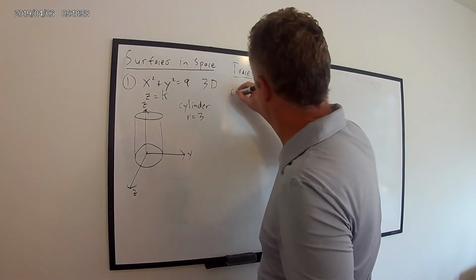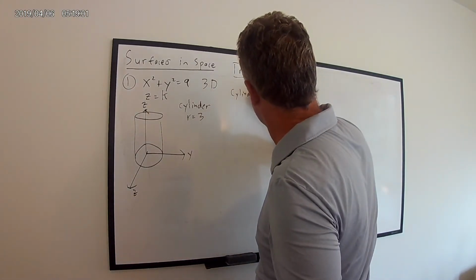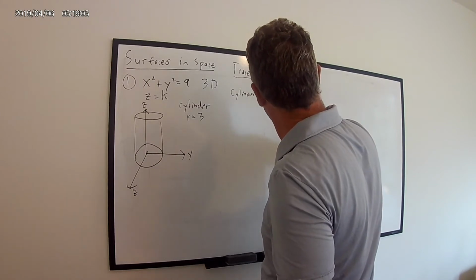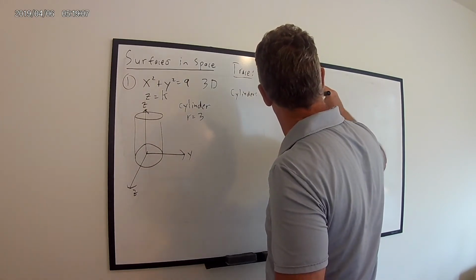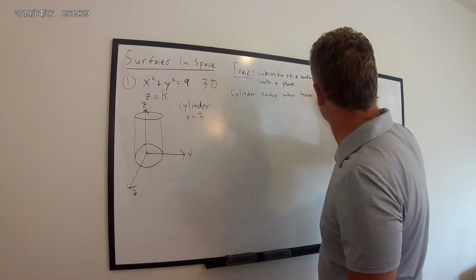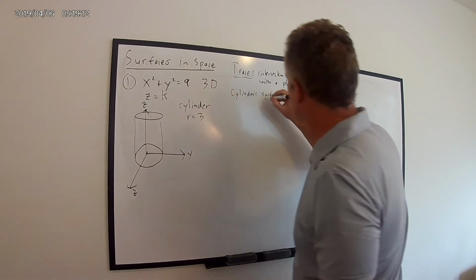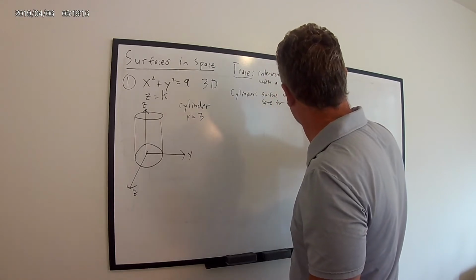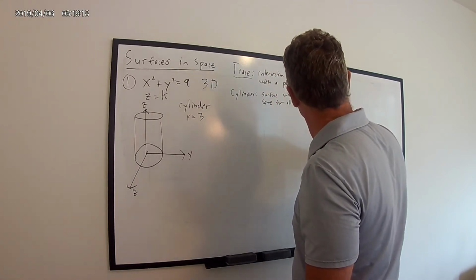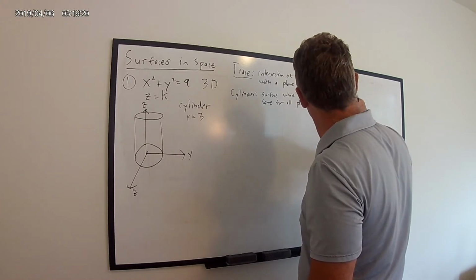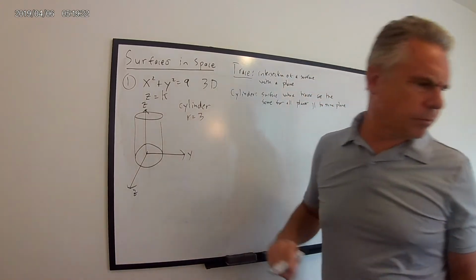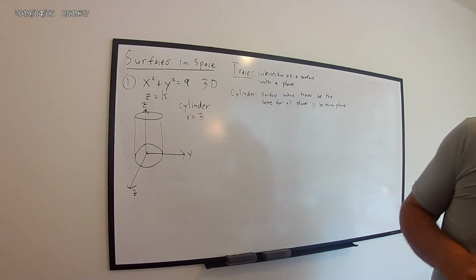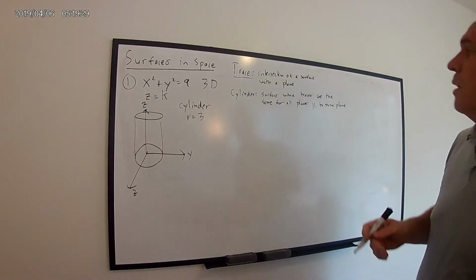And we can now use this to define a cylinder. A cylinder is a surface whose traces are the same for all planes parallel to some given plane.